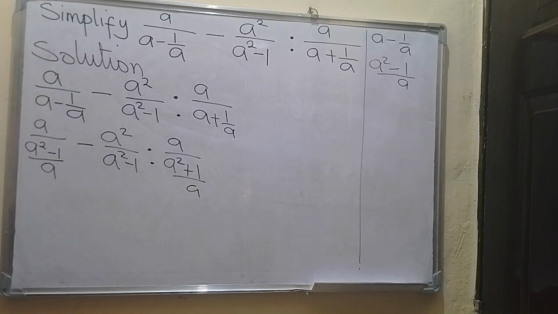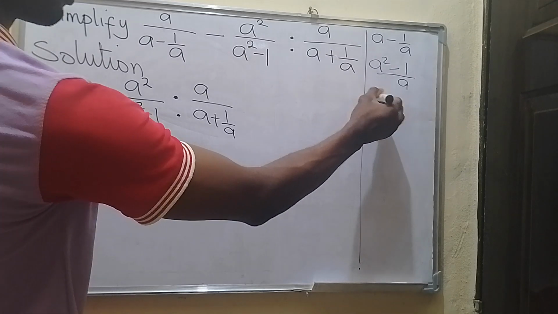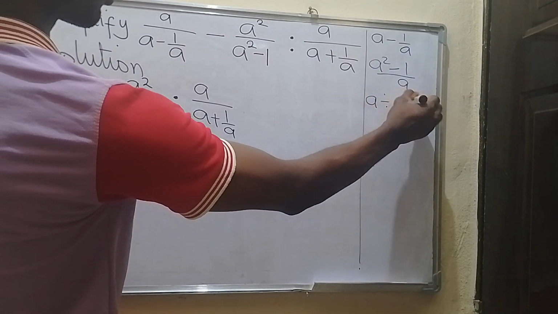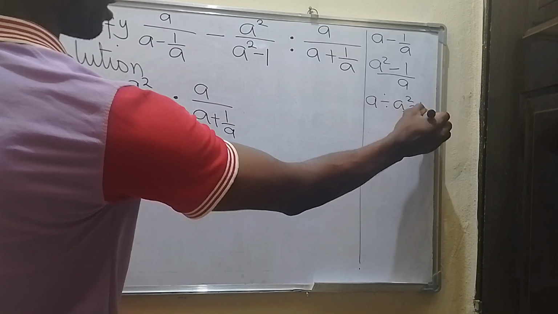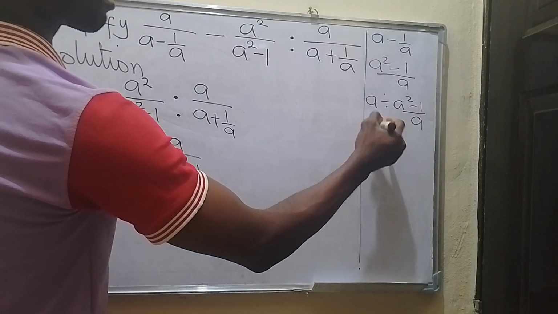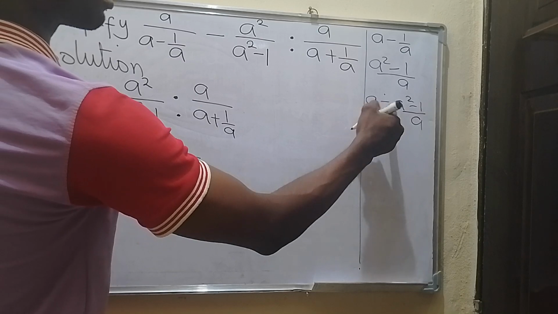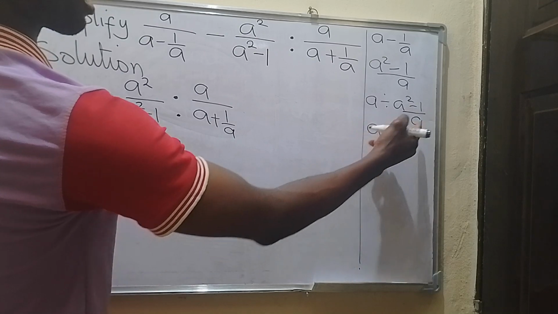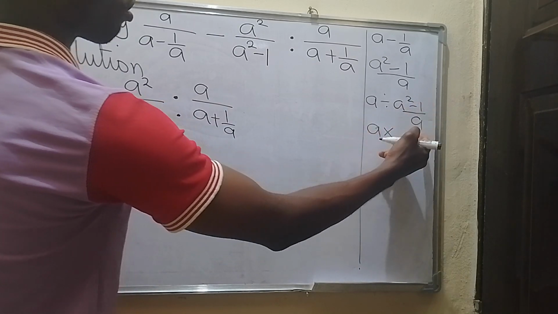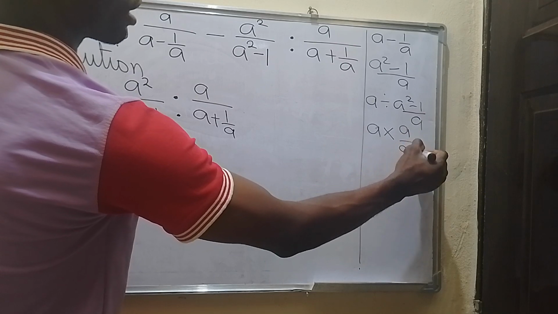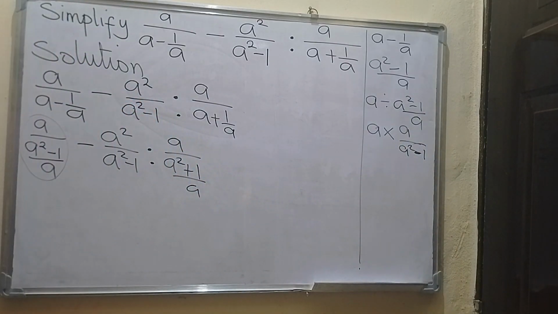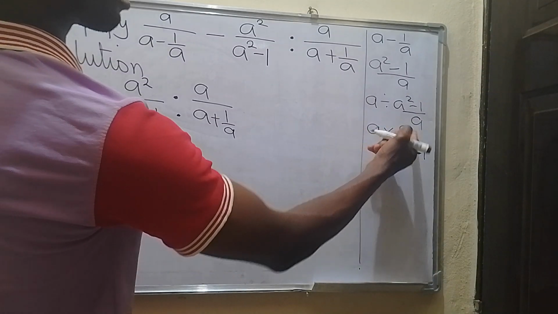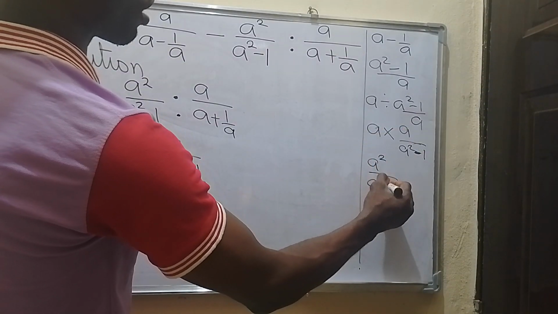As we have reached this level, let me take this whole thing here and analyze that side. This thing means a divided by a squared minus 1 over a. For us to simplify this, we have to change this division to times. Once we change that to times, a goes up while this one comes down. So we get a over a squared minus 1. What does that mean? A times a gives me what? A squared over a squared minus 1.